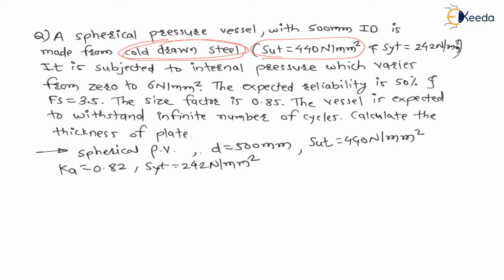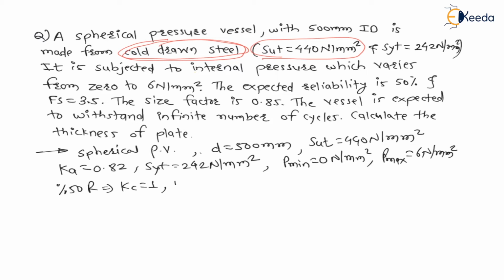Next, it is subjected to internal pressure which varies from 0 to 6 Newton per mm square. That is, minimum pressure is 0 and maximum pressure is 6 Newton per mm square. Pressure is varying, which means it is a fluctuating load. The expected reliability is 50% and factor of safety is 3.5. For percentage reliability of 50%, the reliability factor is 1.